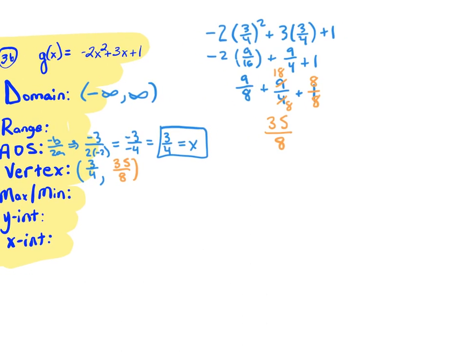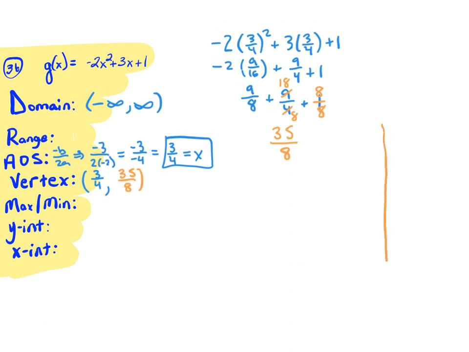Next, I'm going to draw my rough graph here. So our vertex is 3/4, so almost to 1, and 35 over 8, which is about 4. So it's about there. Our parabola opens down because our a is negative. So this negative number tells us it opens down. So roughly, our graph looks like that.